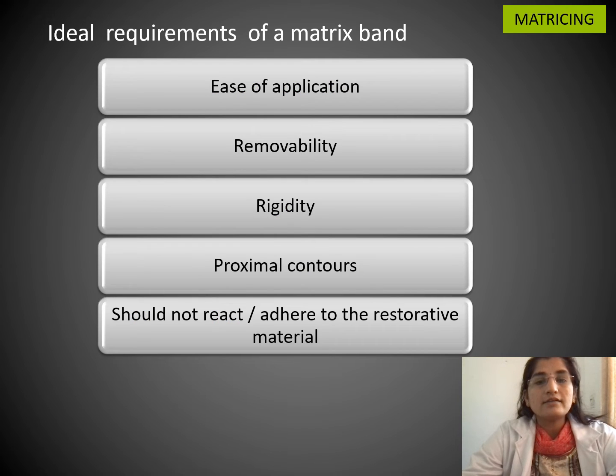Moving on to the ideal requirements of a matrix band. Ease of application. The matrix band should be easy to apply on the tooth, and second one, removability. It should be easy to remove as well, and it should be rigid enough. Then it should be able to produce the proximal contours of the tooth. Then it should not react or adhere to the restorative material. These are the various ideal requirements for the matrix band.